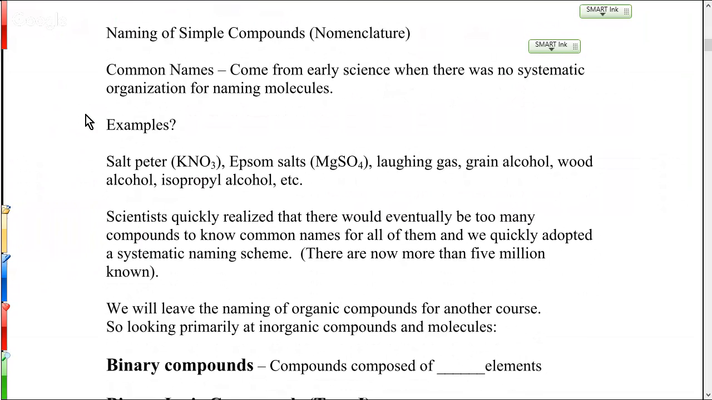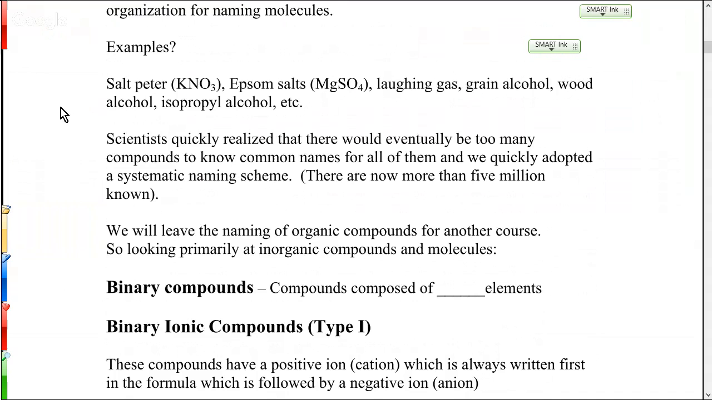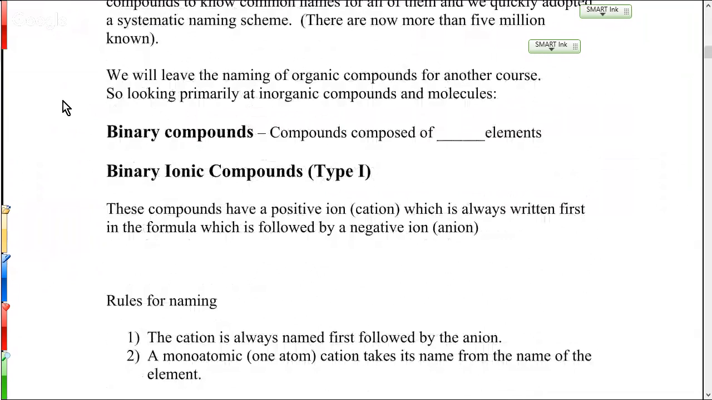So grain alcohol is another one, or formic acid versus acetic acid. And these names didn't correspond to chemical structures. They were more about where they came from or what they were used for. So we needed a systematic way of naming them. And that's what we're going to go through now.